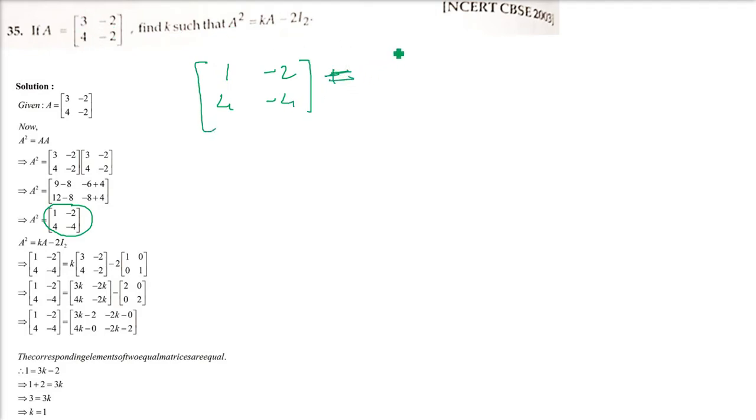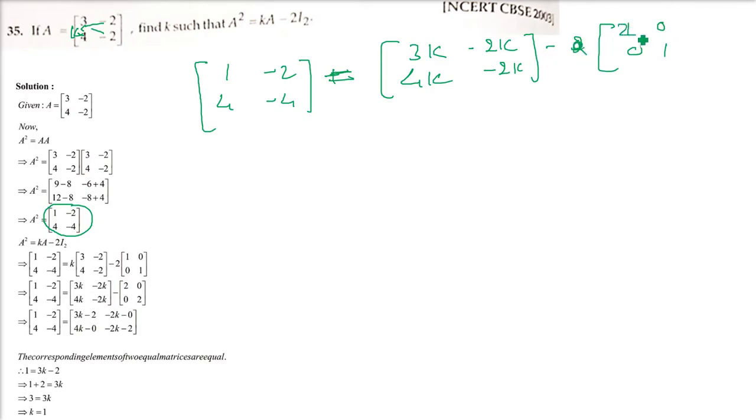So multiply everything by k. So it will be 3k, 4k, minus 2k, minus 2k. So I am just doing a scalar multiplication of this with this matrix. 3k, 4k, minus 2k and minus 2k. Minus twice into I2. I2 is the 2 by 2 identity matrix. So 1001. So just write 2 inside because 2 is a scalar multiple. Now I am taking the right hand side value on the left hand side. This is 1 minus 2, 4 minus 4 already. So I am adding it with 2, 0, 0, 2.